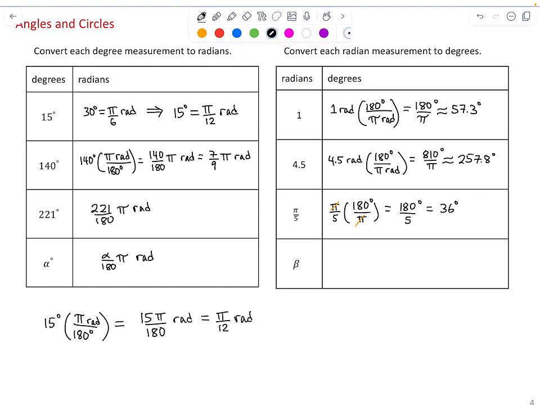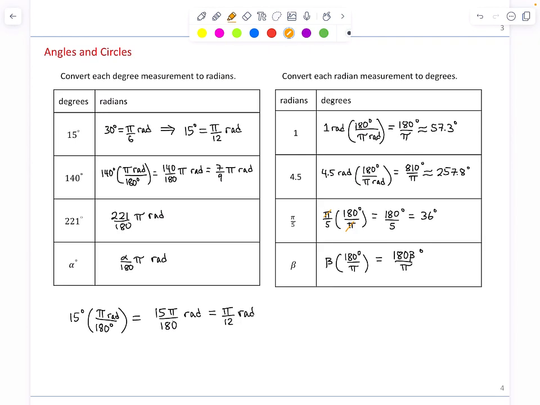And then in general, if you have beta as your measurement in radians, then you multiply beta by 180 degrees over pi. I'm leaving off the rads. So we get 180 beta over pi degrees. You can use these conversion factors here and here as appropriate to do your conversions from degrees to radians or from radians to degrees.